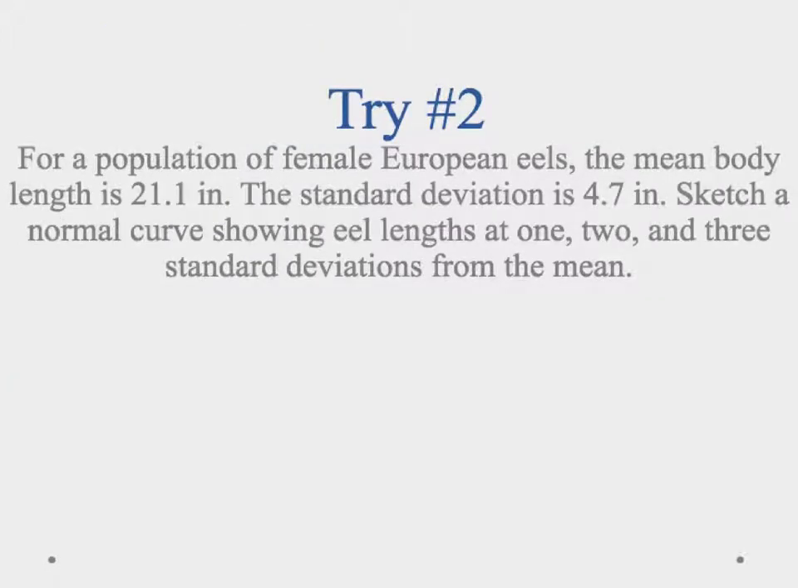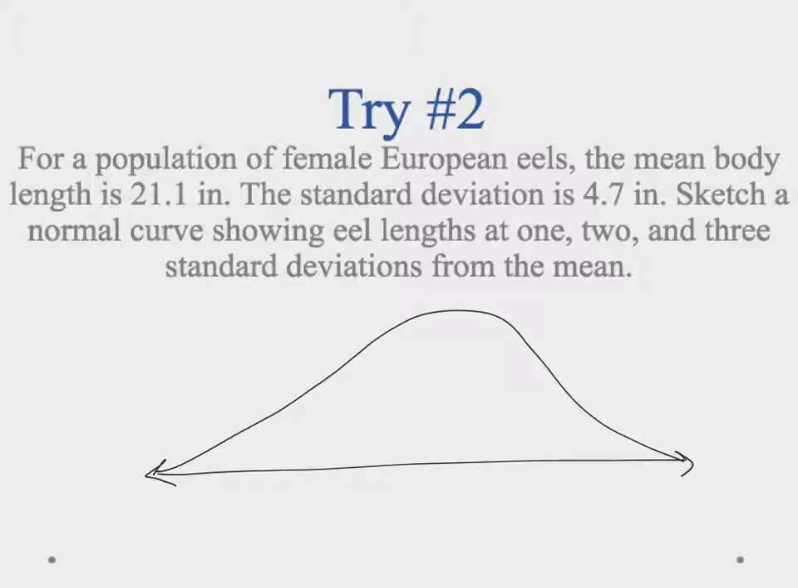It says for a population of female European eels, the mean body length is 21.1 inches. The standard deviation is 4.7 inches. Sketch the normal curve showing eel lengths at 1, 2, and 3 standard deviations from the mean. So again, here's our number line. I have a lot more space this time. Bell curve. Here's the mean. The mean is 21.1.